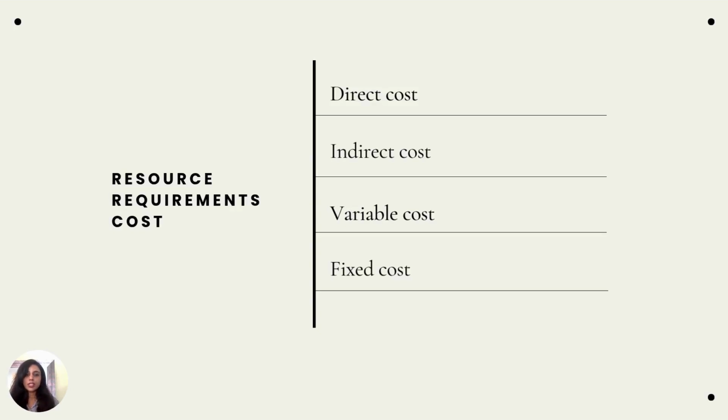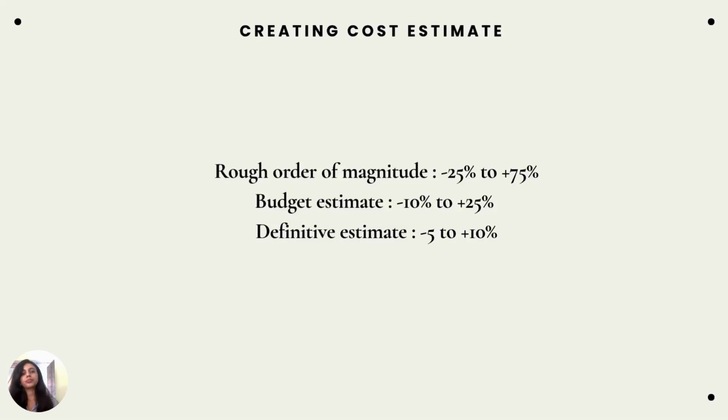And lastly, a fixed cost. Fixed cost is constant throughout the project. For example, rented equipment, fixed price consultants. Those are fixed costs, right? You know the price, you pay it upfront, and that's the cost. So these are the cost resources and requirements which we need to also consider for estimating the costs.